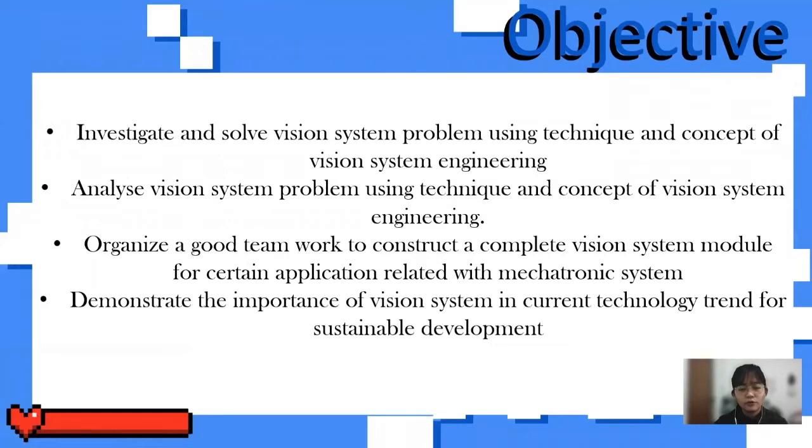The objective of this Assignment 1 is, first, to investigate and solve vision system problems using techniques and concepts of vision system engineering. The second one is to analyze vision system problems using techniques and concepts of vision system engineering. The third one is to organize group teamwork to construct a complete vision system module for a certain application related to mechatronic systems. The last objective is to demonstrate the importance of vision systems in the current technology trend for sustainable development.